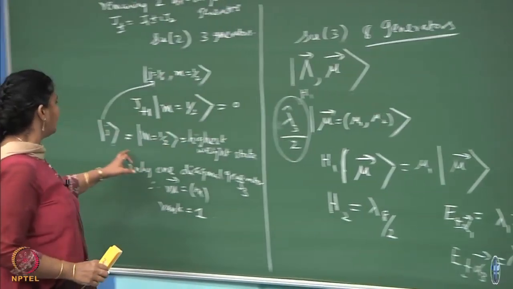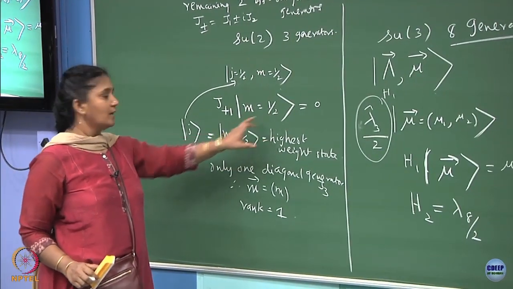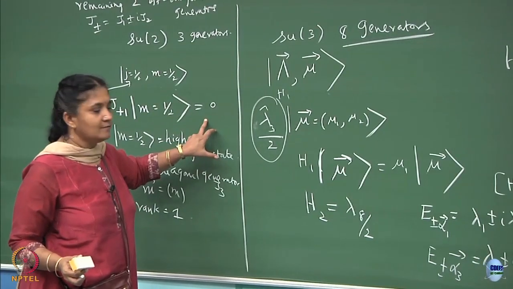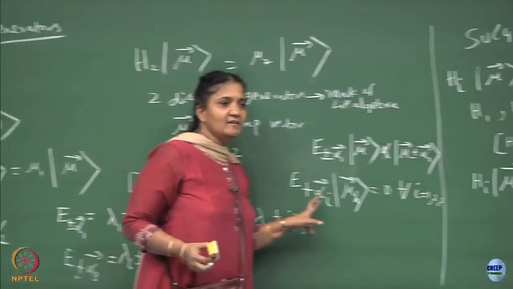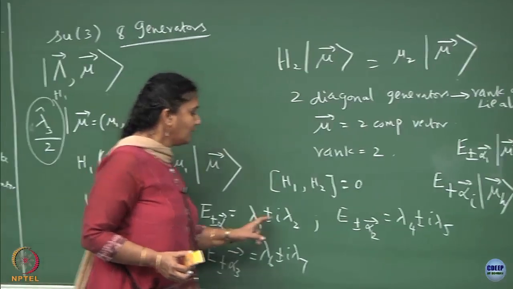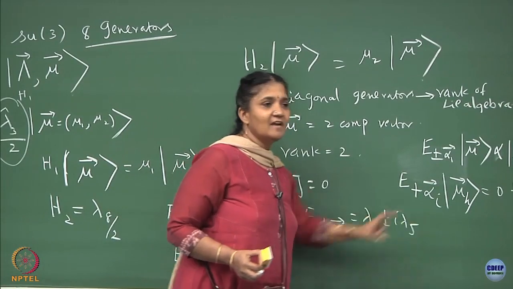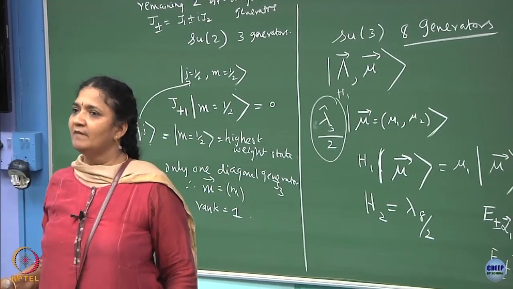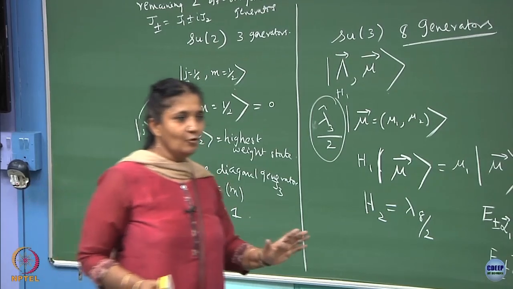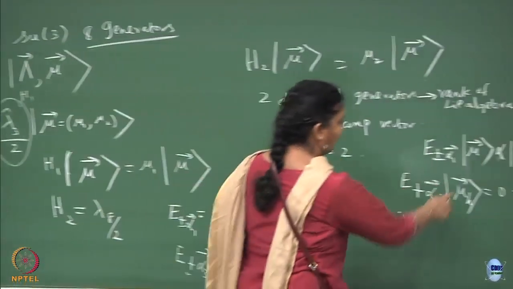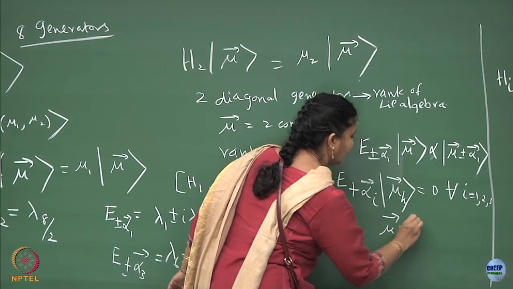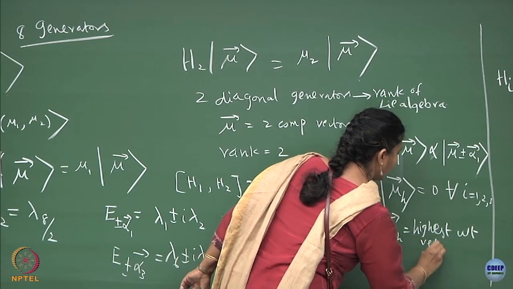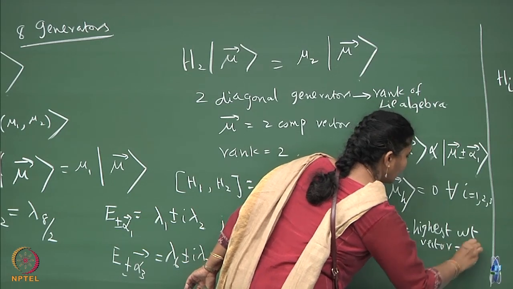Just like here, m equal to half, if you do, there is only one raising operator in SU2 that annihilates it. But there are three raising operators, lambda 1 plus i lambda 2, lambda 4 plus i lambda 5, and lambda 6 plus i lambda 7. All of them, when it hits some weight vector, give you 0, then you call this weight the highest weight, the highest weight vector, and that is what you are denoting by lambda vector.